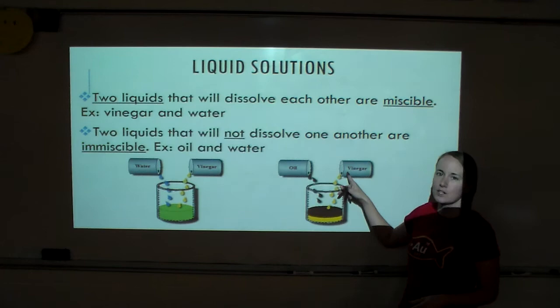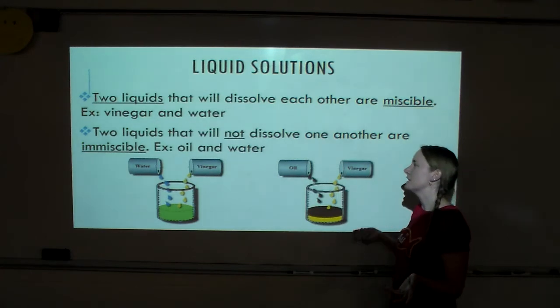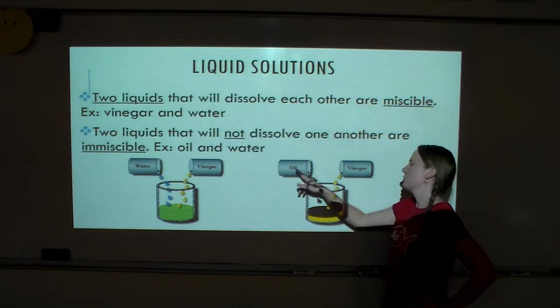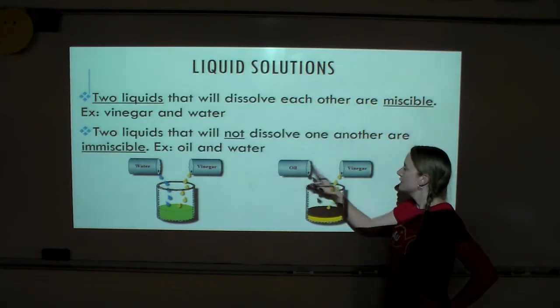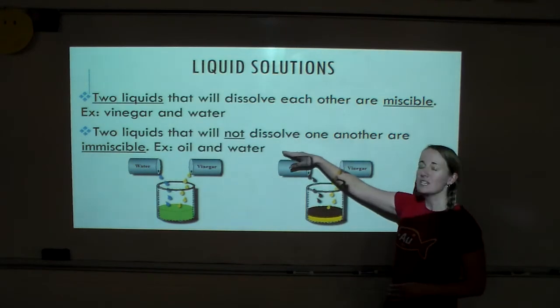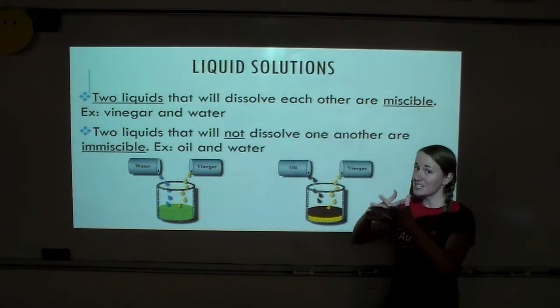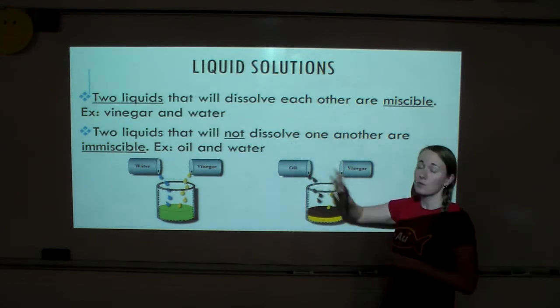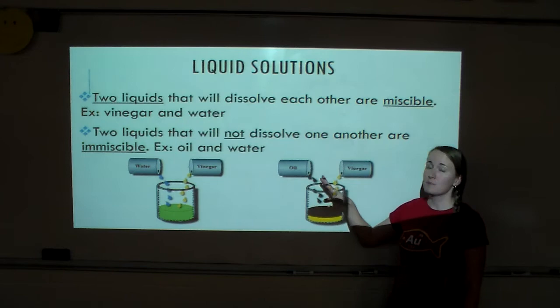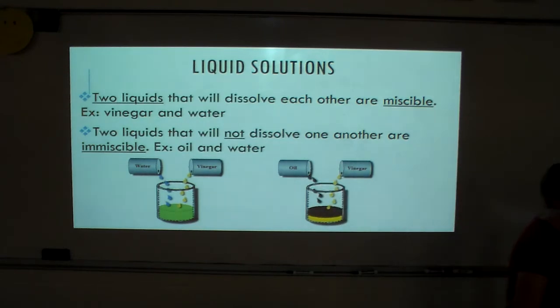I know this says oil and vinegar, but I didn't notice that the picture wasn't entirely right until afterwards, and I think we all know I'm not going to go back and change it. So just pretend like it's oil and water. Alright, so when we mix oil and water, it forms layers. They do not mix together, so they're referred to as immiscible. So two liquids that mix together are miscible. Two liquids that will not mix together are immiscible. Okay? And those would be examples of a liquid solution where we mix more than one liquid together.